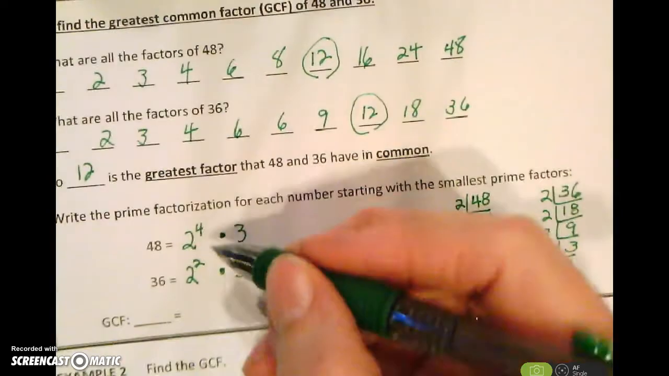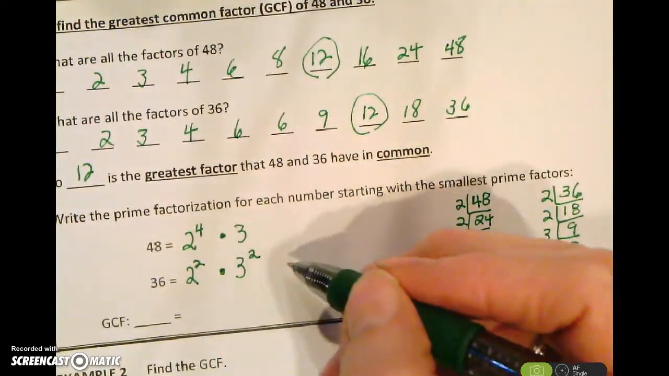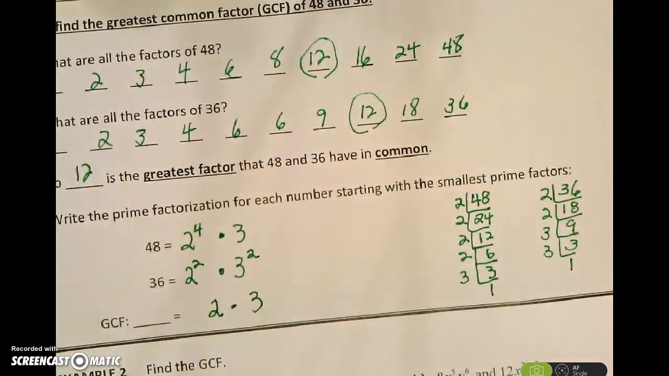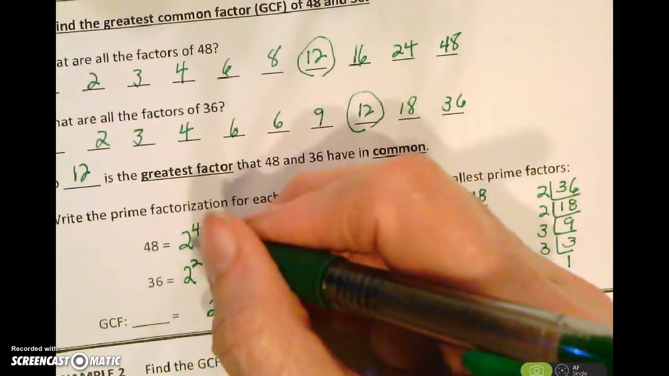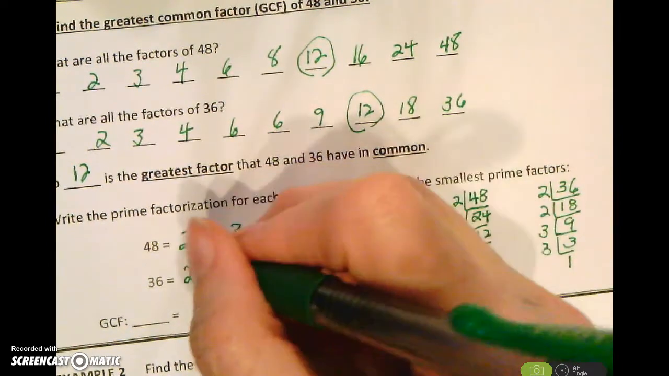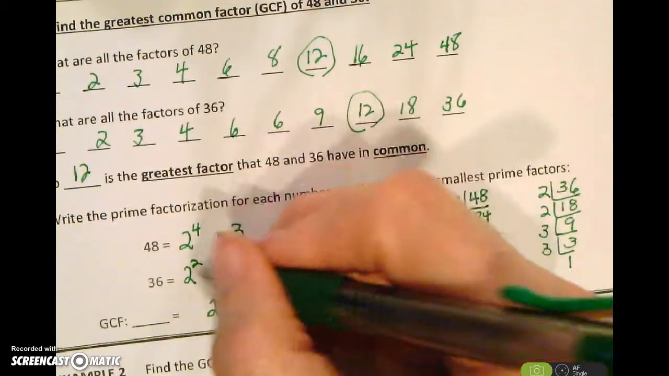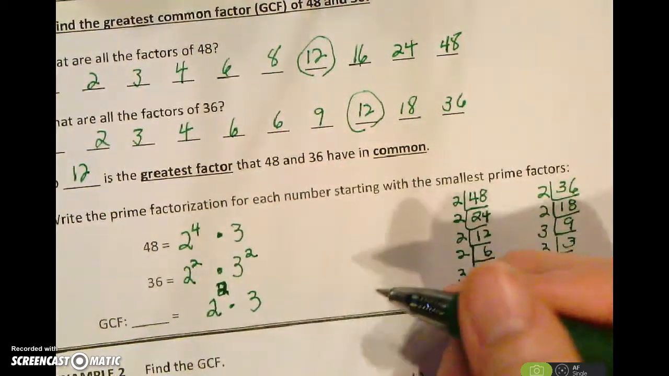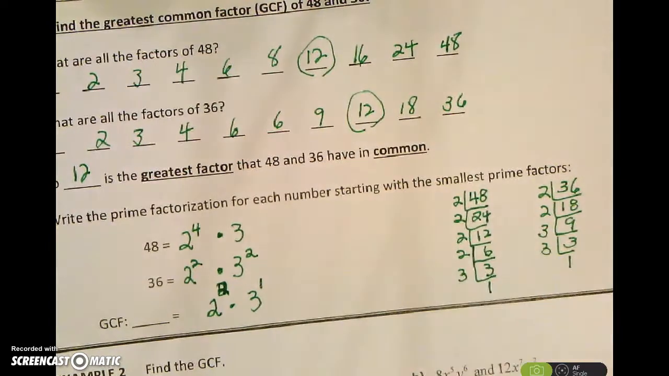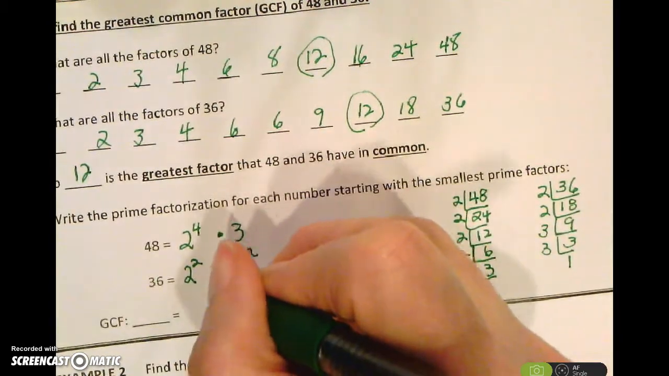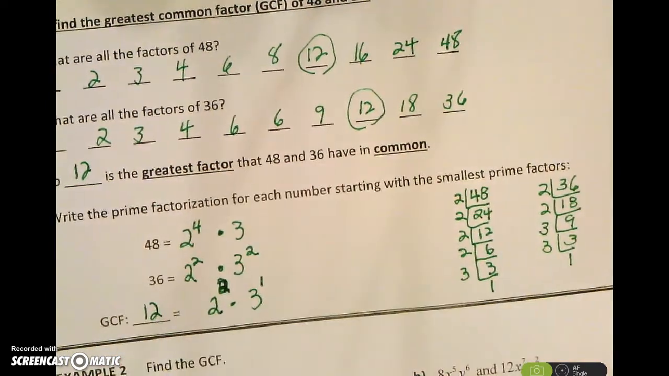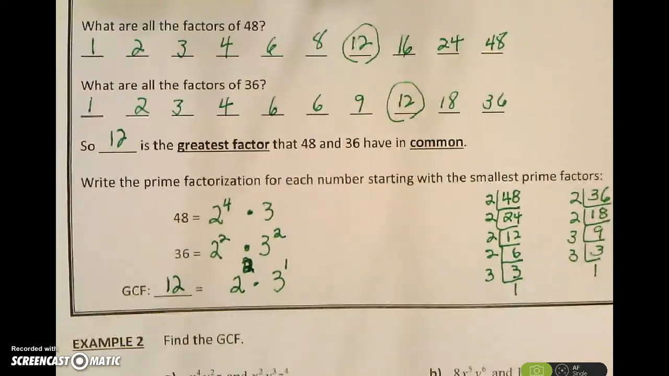The GCF is going to be made up of one of each kind of factor. So there's going to be a 2 in my GCF, and there's going to be a 3 in my GCF. Then I need to choose the smaller exponent, so 2 to the 2nd. What do they have in common? Well, they have 2 2's in common. And as far as 3's are concerned, they just have one of those 3's in common. So that's going to be 4 times 3, which again comes out to be 12. A little bit of a different way to find it.